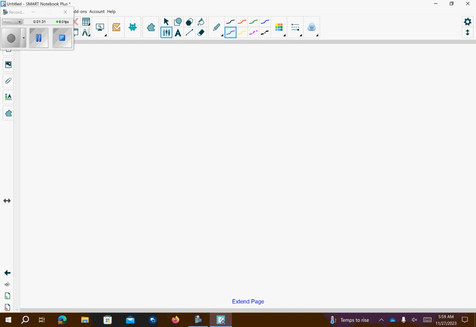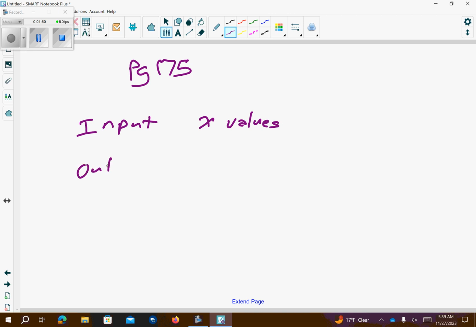So I'm going to be on page 175 of your book, 175, and it says at the very top, what is a function? So let's define a few things. We have an input, which are x values. We have an output, which are y values.